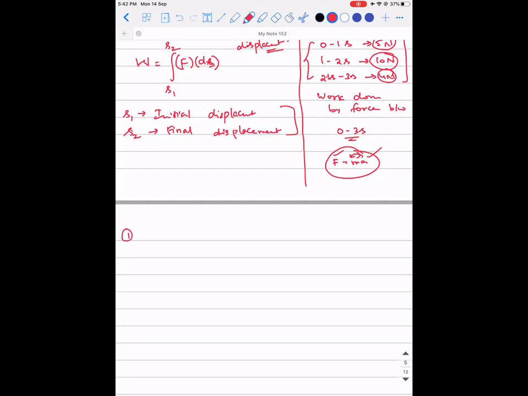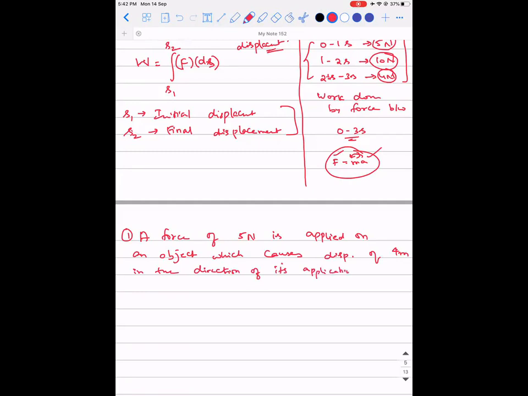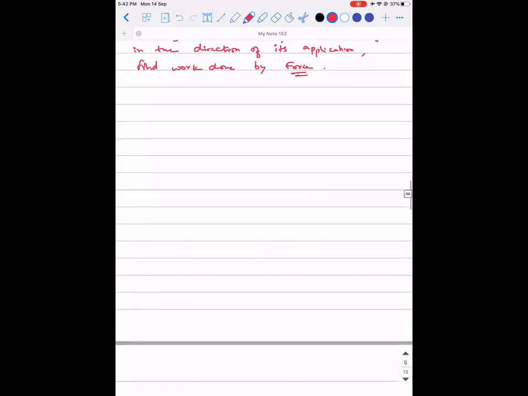Suppose I'm taking a question like this. A force of 5 Newton is applied on an object which causes a displacement of 4 meter in the direction of its application. Find the work done by the force. Okay. Now see.